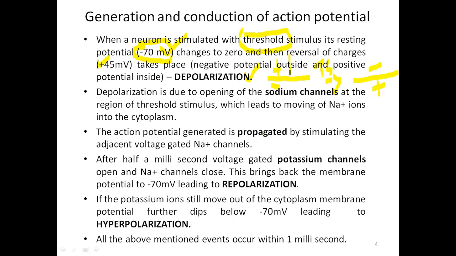How exactly does this happen? Whenever there is a stimulus to the neuron, the threshold stimulus can open the sodium channels. Sodium channels are present here on the membrane. These sodium channels will open up. As a result, sodium ions flow into the axoplasm. Due to the entry of the sodium ions, the axoplasm becomes positive. At this spot, where exactly the stimulus is given, there is a reversal of the charges.